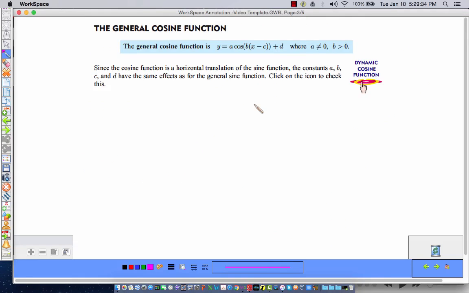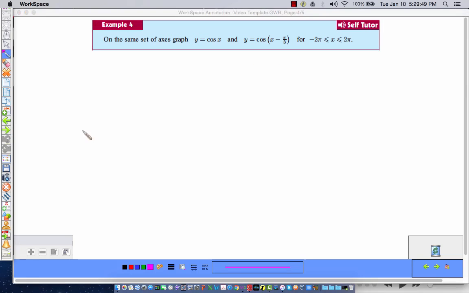The general cosine function is the same as sine, it's just a cosine. A, B, C, and D clearly have the same effect on the graph of the function as they do for any other function. It's the same thing for all functions. So let's graph these bad boys.